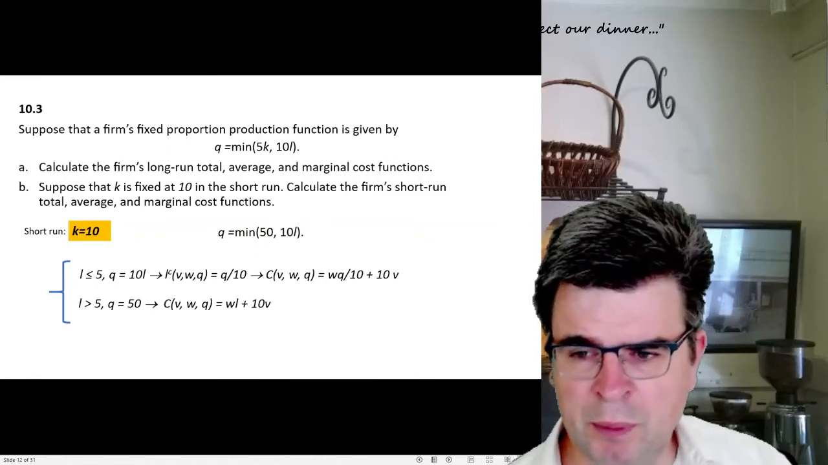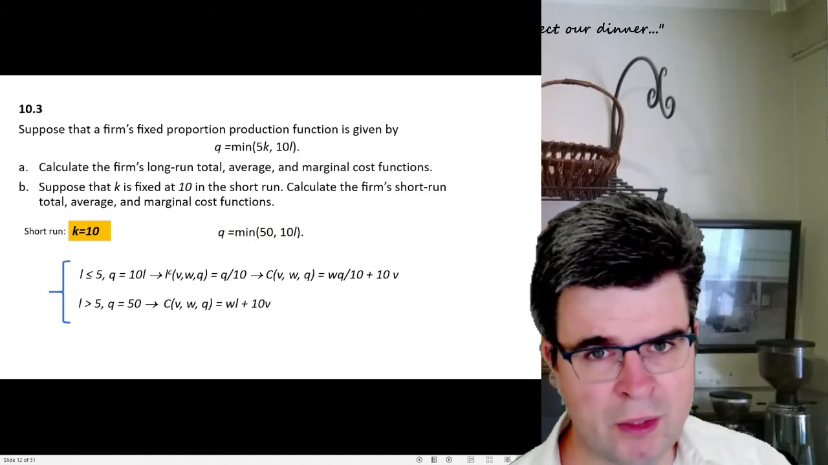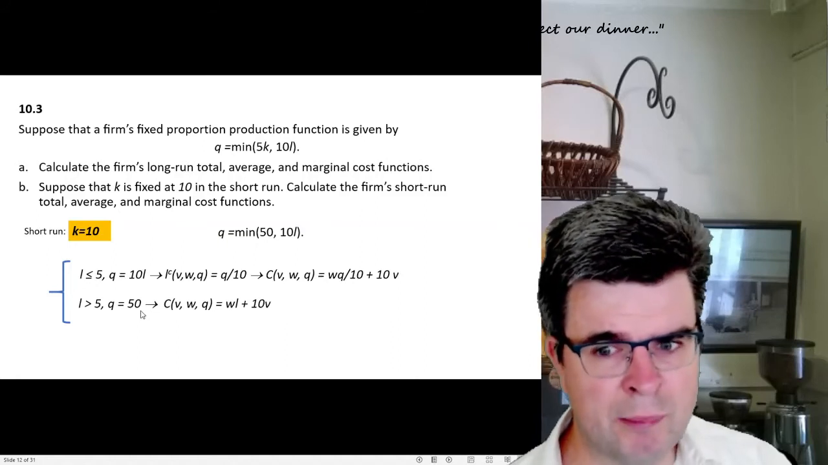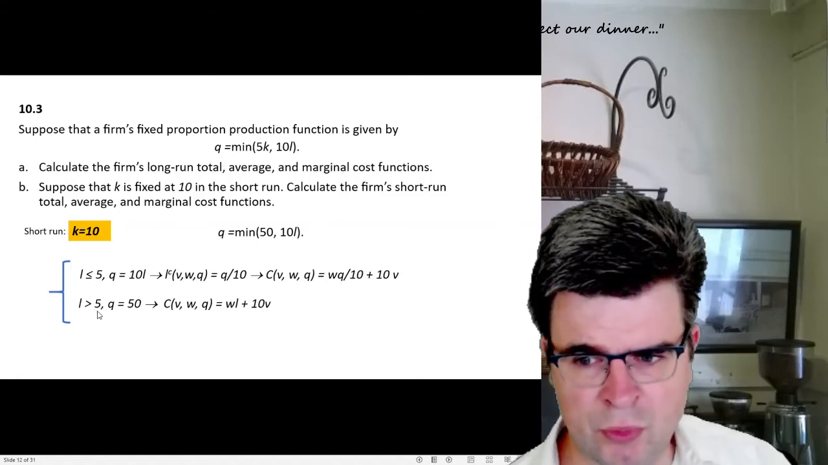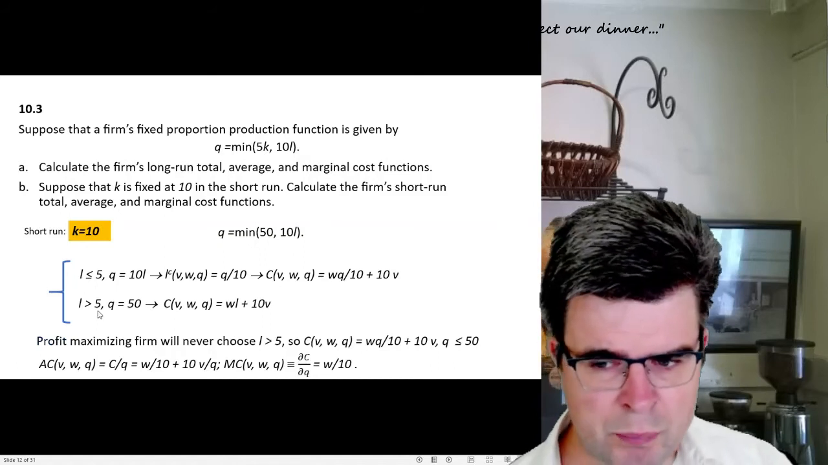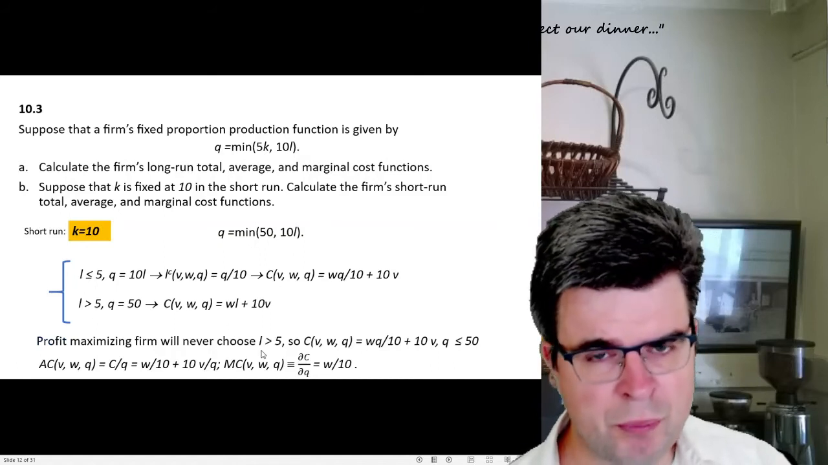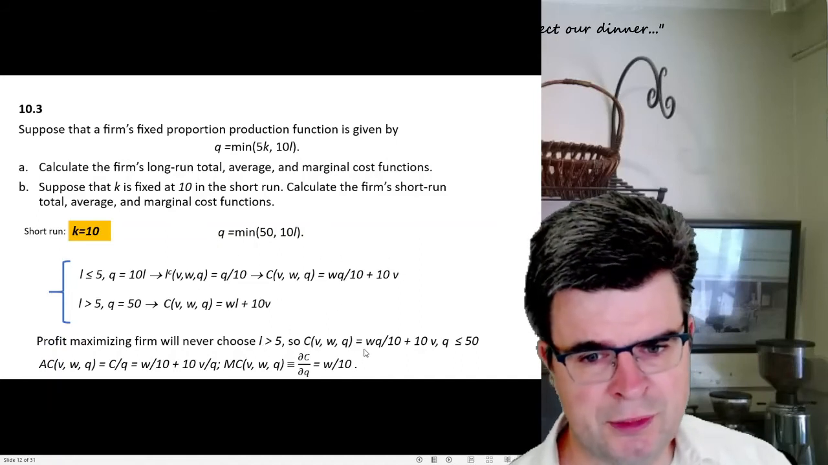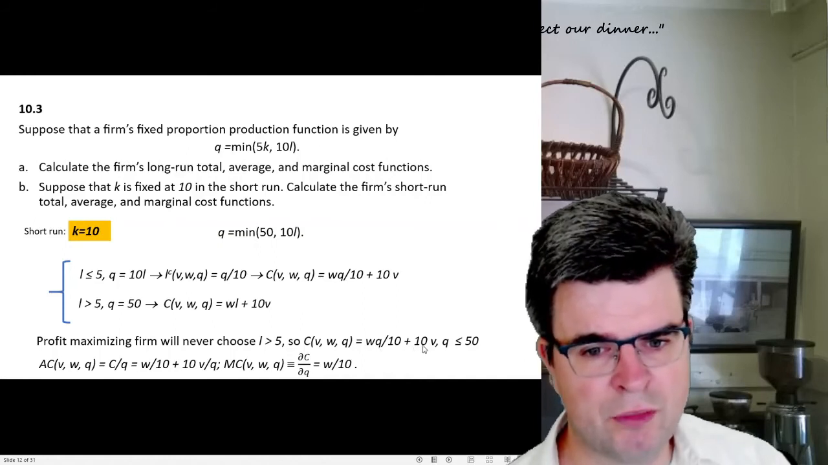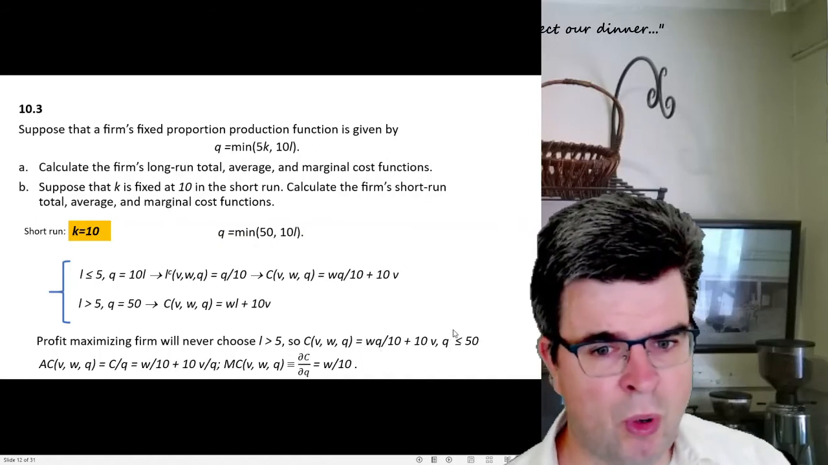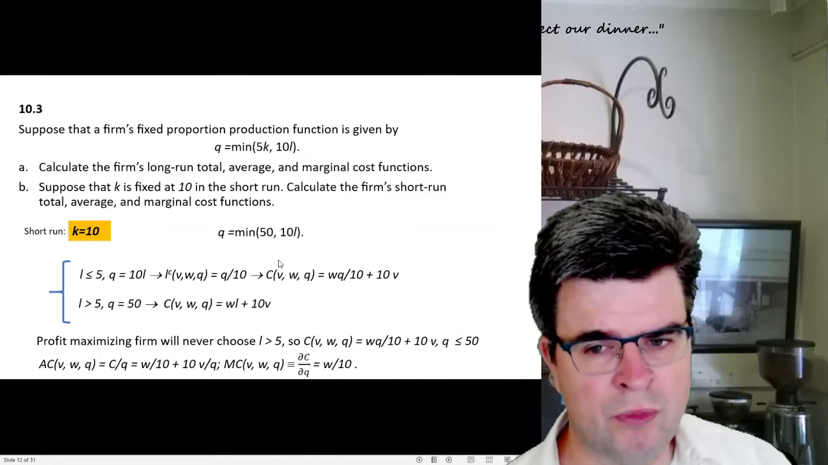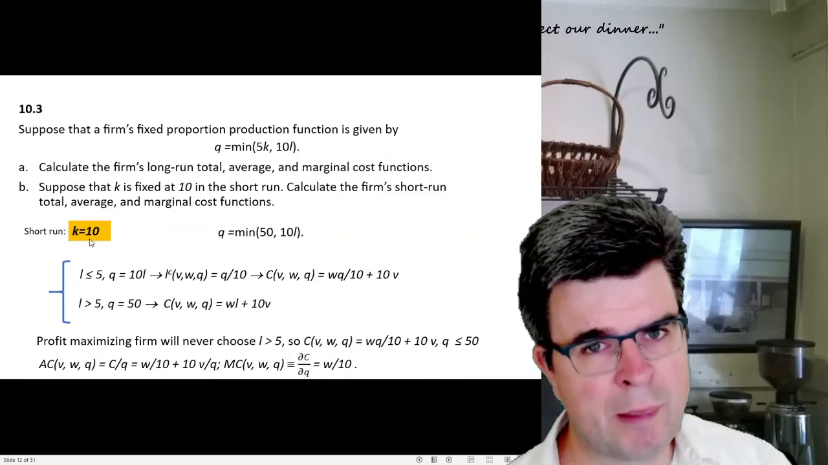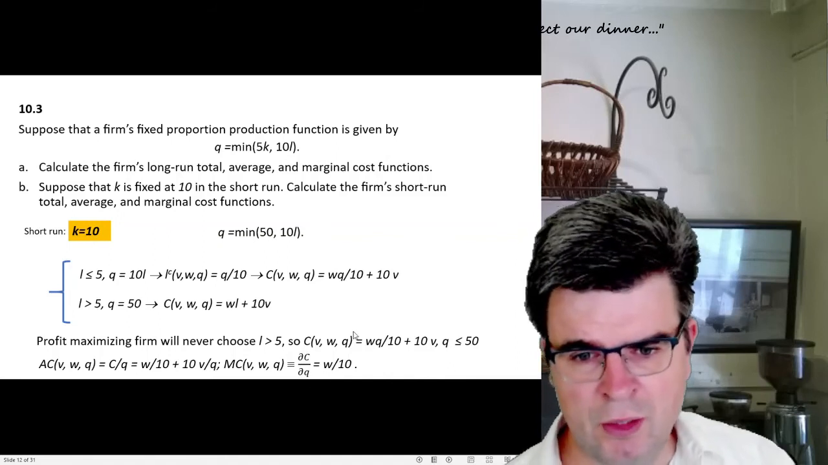Of course, we concluded in exercise A that in the long run we don't want any waste. So it would be ridiculous to have more than 5 units of labor in place, because they won't add anything to our production. So a profit maximizing firm will never choose more than 5 units of labor, so it will always find itself here, where the cost function is equal to WQ over 10 plus 10 times V, and the production will always be smaller than or equal to 50, because the amount of capital puts an upper limit on it. So this is our cost function.